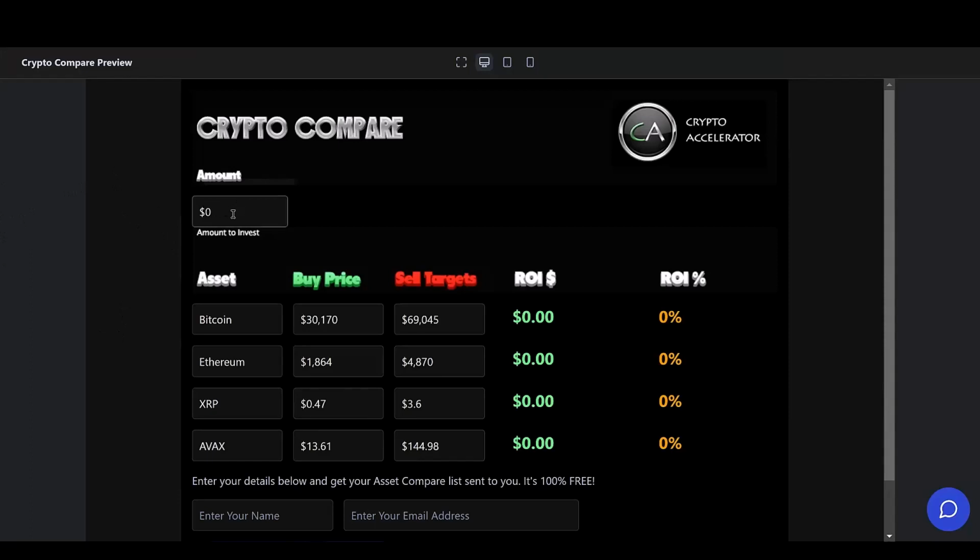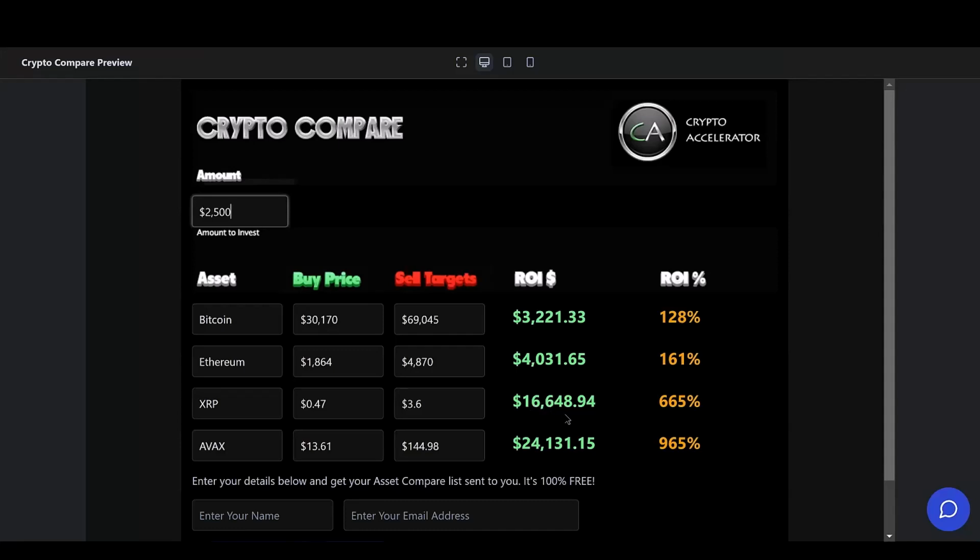Let's put in our 2,500. Who thinks Bitcoin is going to beat it out? Who thinks XRP? Who thinks Ethereum is going to beat it? Put in 2,500. For those that are listening and not watching, for that 2,500, Bitcoin returned us $3,221. Ethereum, just over $4,031.